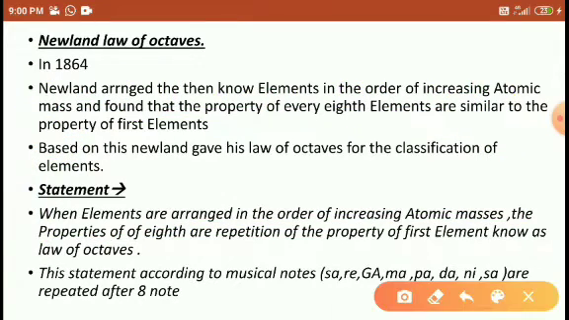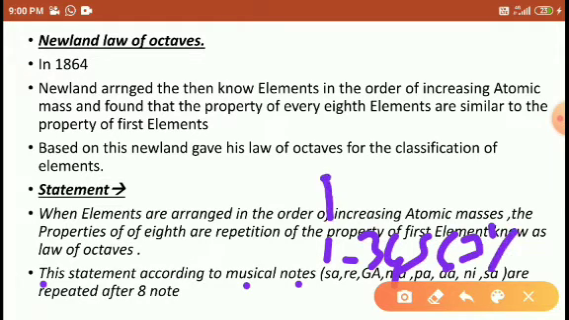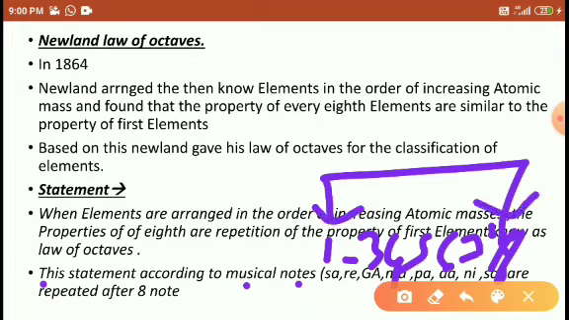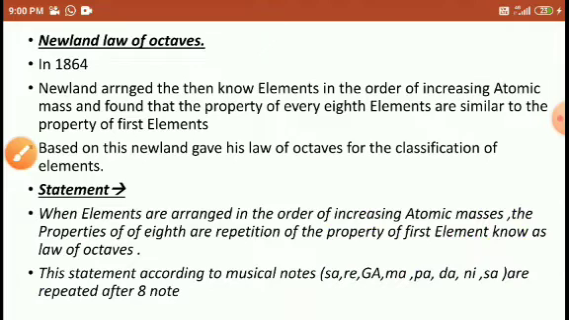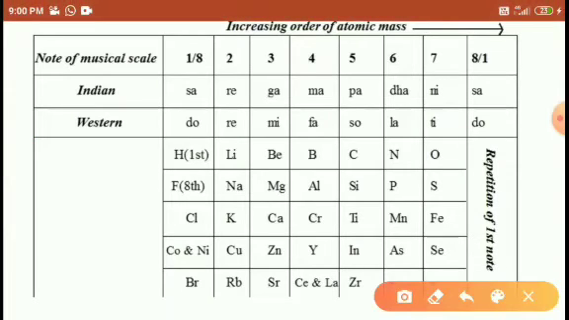Right, like a musical tone. This statement follows the musical scale: the first is sa, the second is re, ga, ma, pa, da, ni, sa. So the first element and the eighth element, that is 8 students, have a similar chemical property. Right, students. So like this, he made a table. This is the table made by Newlands, in which the musical notes are first, second, third, fourth, up to eighth.